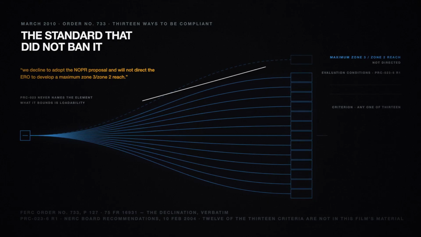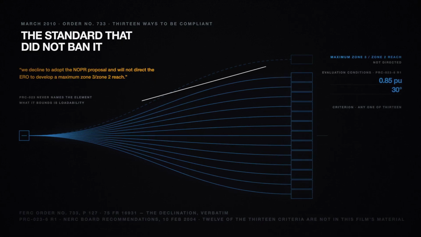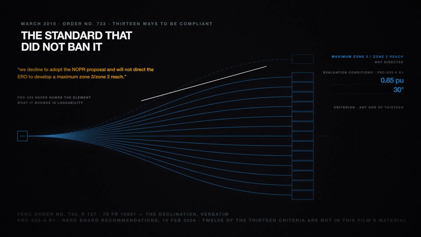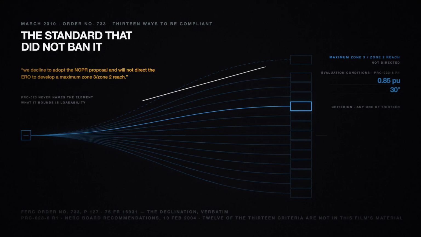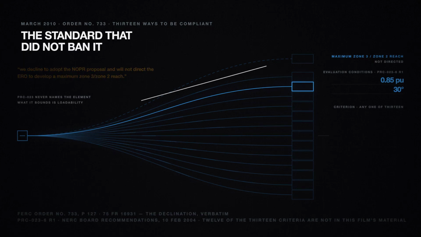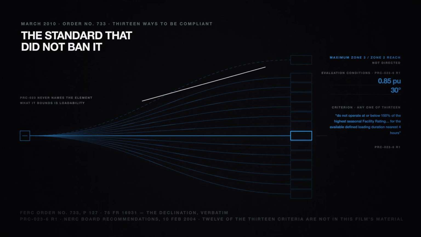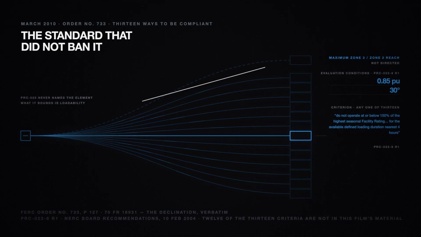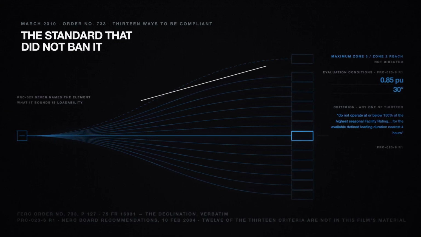It sets two evaluation conditions: 0.85 per unit voltage and a 30-degree power factor angle, then 13 criteria, of which a setting must satisfy any one. 13. Not one rule with exceptions. 13 alternative ways to be compliant, and this film's research carries the wording of one. That one is the best known. Do not operate at or below 150% of the highest seasonal facility rating for the available defined loading duration nearest 4 hours. Read that wording carefully.